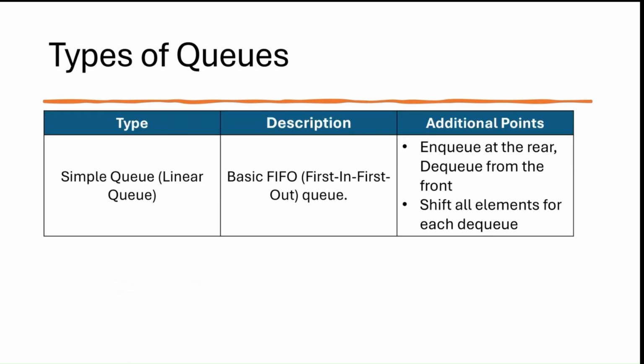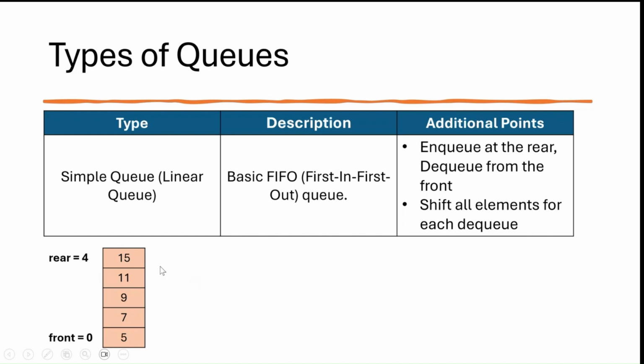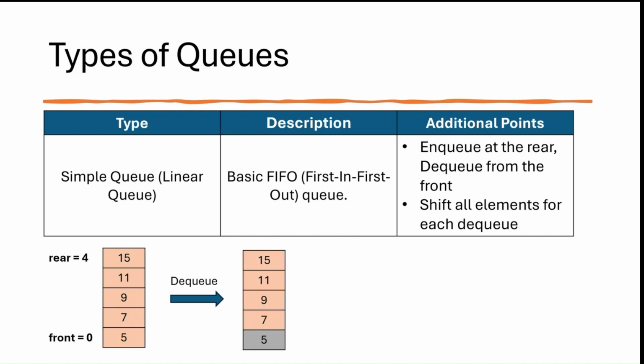So the first type is a simple queue or linear queue. It follows the basic first in first out principle, where you NQ at the end and DQ from the front, right? So there are some problems with the simple queue or linear queue. Let's understand. Here you can see that we have the queue represented by an array of size 5. Front is at 0 and rear is at 4. So when we DQ in a simple queue, what happens is that all the elements are actually shifted to the beginning again. So front does not move, all the elements are shifted to the beginning.